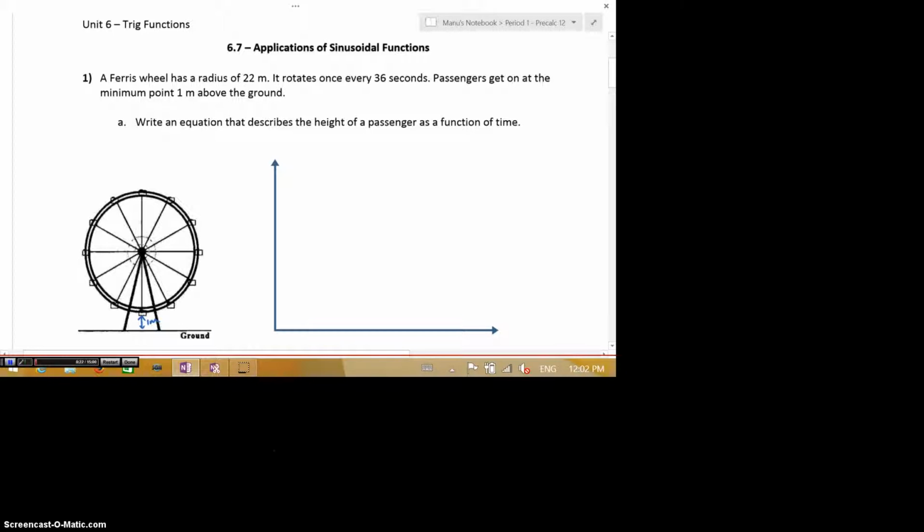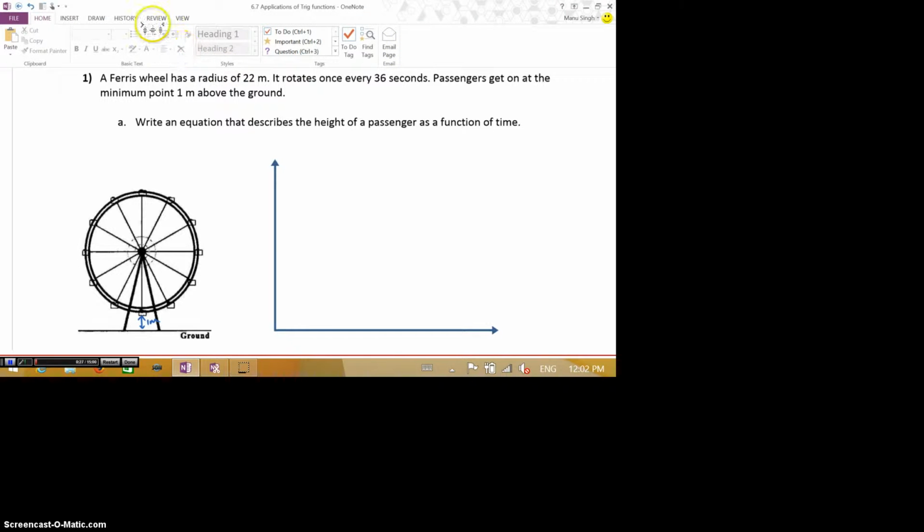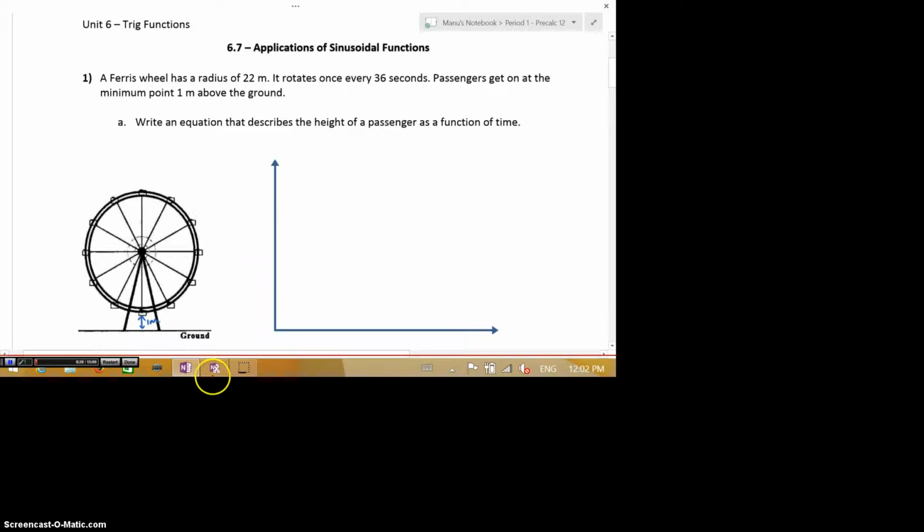Alright, the radius is 22 meters, so that means this distance right here from the center all the way to the top would be 22 meters, the radius. And this wheel is going to rotate once every 36 seconds.